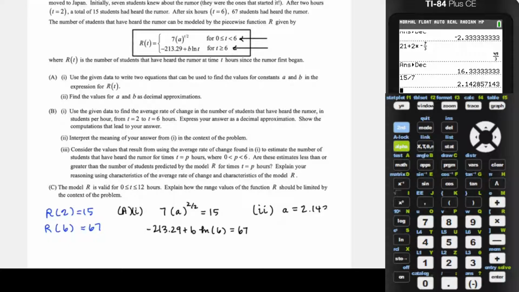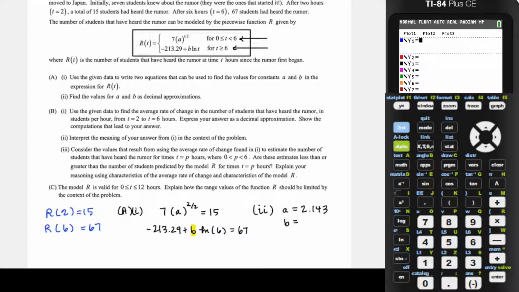And then b, I'm going to have to solve this equation using the calculator. It's been a while since we've needed to solve on the calculator. The unknown right here, that's variable b, and that's what I'm solving for. I don't want to really type b into the calculator, so I'm just going to use x. So in the y equals menu, I'm going to clear out whatever regression I've done before. Negative, and we do need to use that negative button, 213.29 plus x times the natural log of 6. And we want to know where that equals 67.